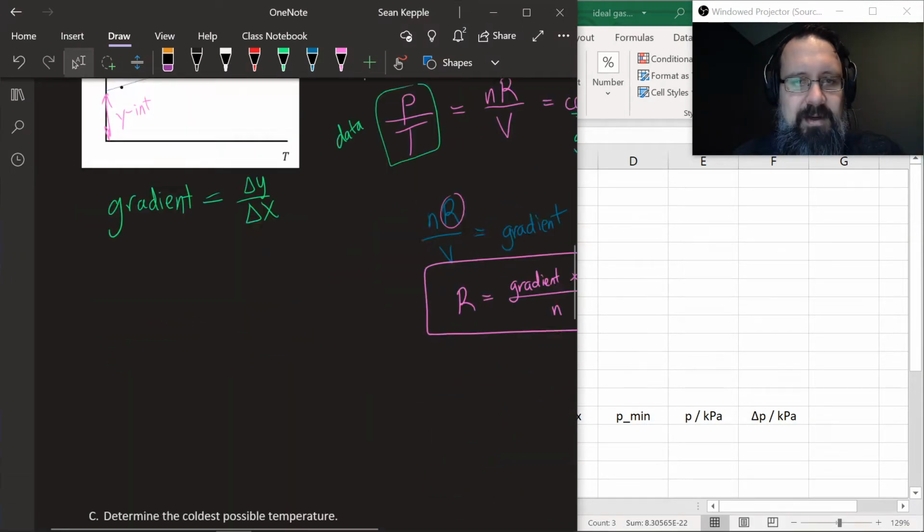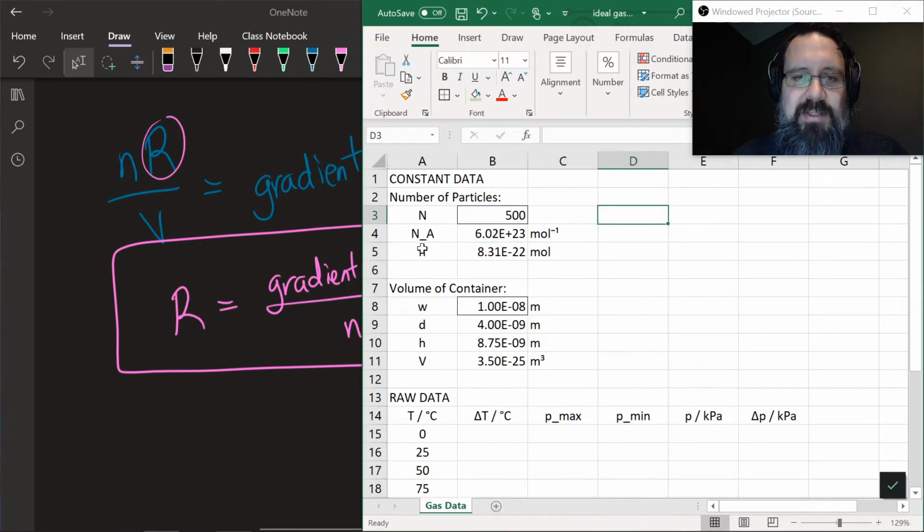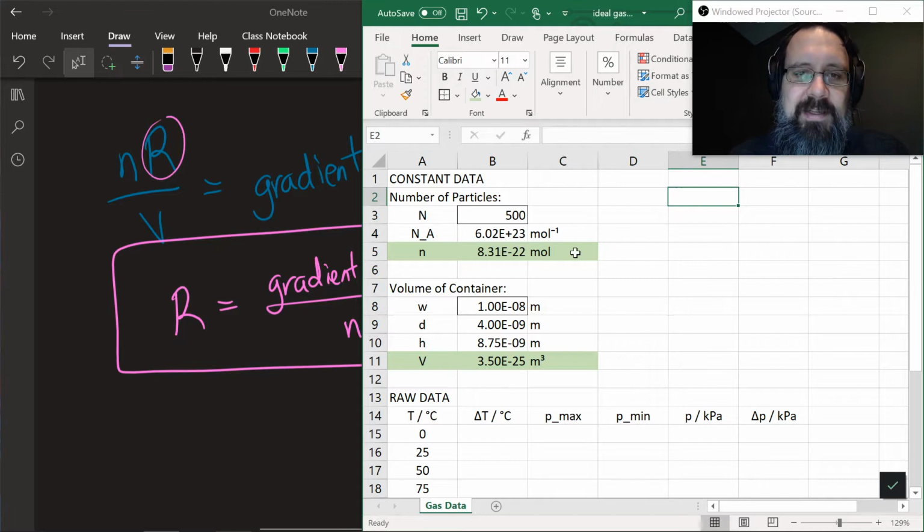I'll show you right here. In the calculation of R, we actually needed that volume and that number of moles to do the calculation. So that's why we've done this. We've calculated these values out because we needed them later on when we go to find the gas constant. We're going to need those numbers, so we'll just do it now before we do anything else.